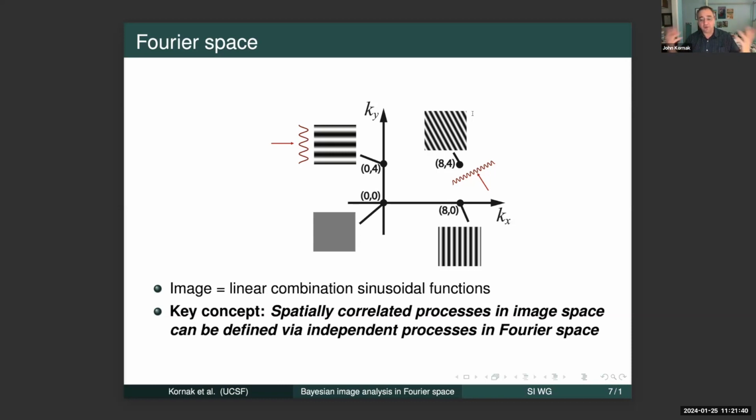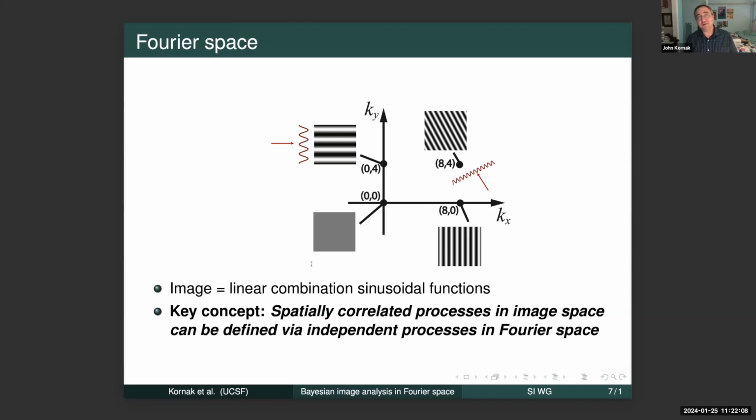And then when you want to create an image, you take your combination of all of these pieces that gives you the image that you wanted. And we can do that pretty easily with Fourier transformation. The key concept here is that we can specify these spatially correlated processes in image space using independent processes in Fourier space.